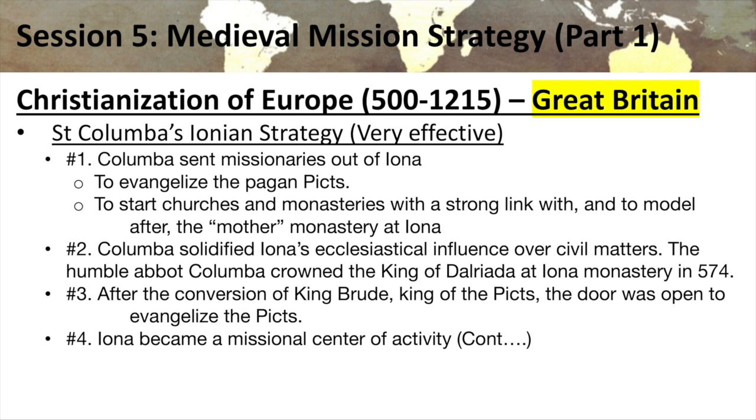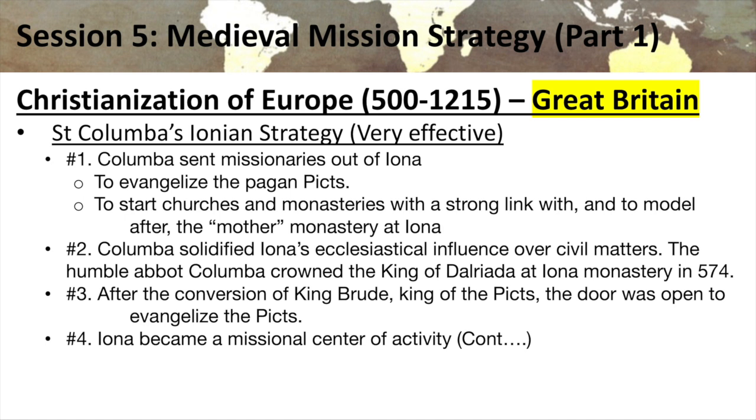So St. Columba's Ionian strategy, and again, this was very effective. There have actually been studies on this Celtic way of evangelism and some books written about it because it was so effective. People started looking at whether this is the way that we should do missions because it was so effective. So number one, Columba sent missionaries out of Iona. As I said, they set up that monastery as a training center, but also a launching point out into Scotland and then into England.